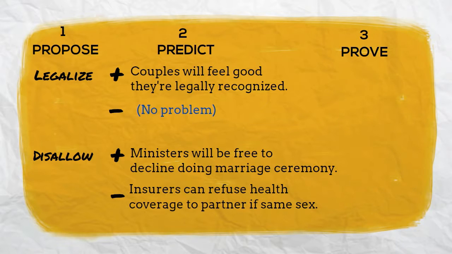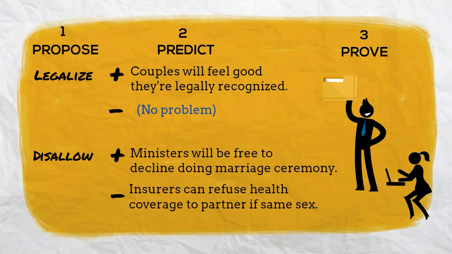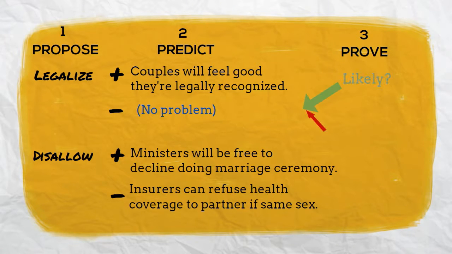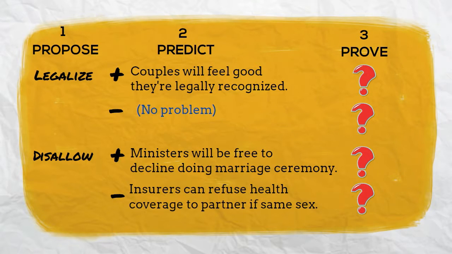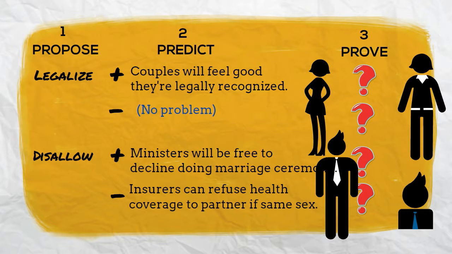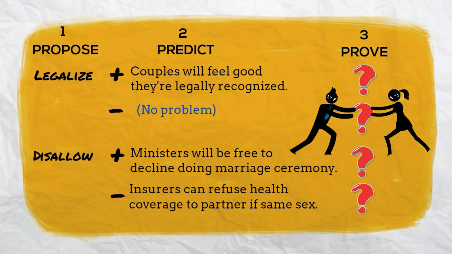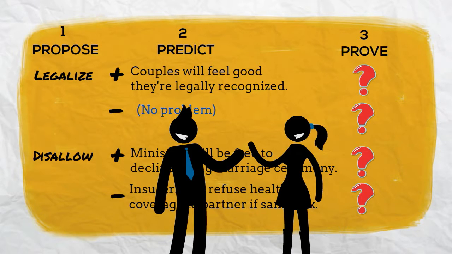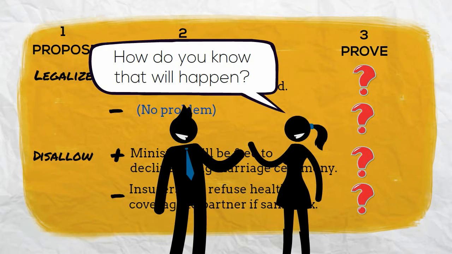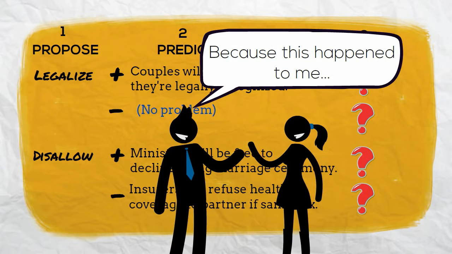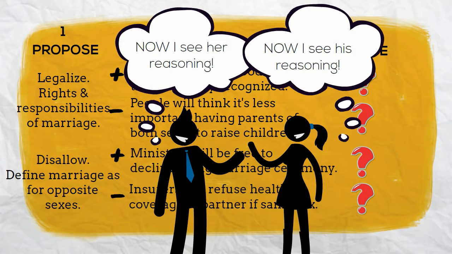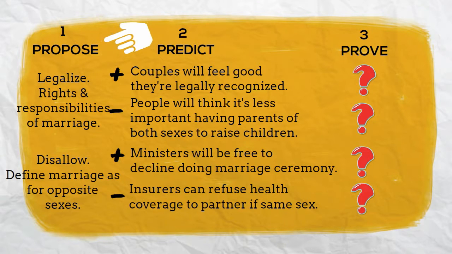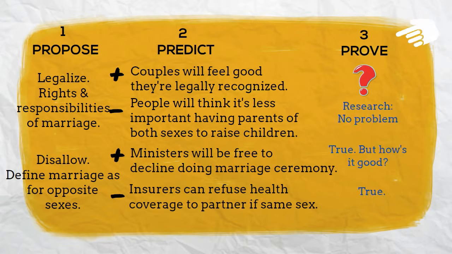As you can see, in the prove step, you use current data or gather missing data to figure out which predictions are likely, accurate, clear, or important. Many times, there is no data to support predictions, making your predictions no better than anyone else's. So it makes no sense to stick to your position and keep pushing it, like many politicians do. But even without data, it's good for both sides to share what's proven to them that their predictions would come true, because that helps us to understand that people do have reasons for thinking and feeling as they do. They're not literally unreasonable.